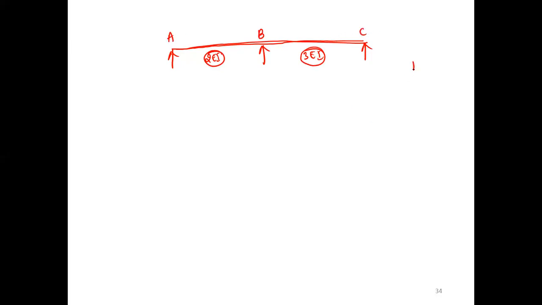What is KB? What is KA? And what is KC? Sir, KB is 15 EI by L. Okay. Right. Others, any other answers?